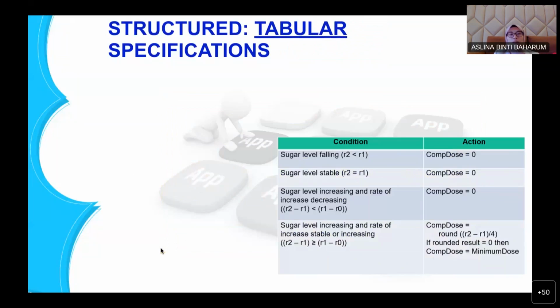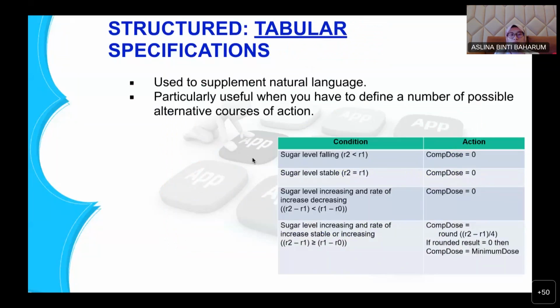Okay, an example for the tabular: tabular condition and action. It is used to supplement natural language, particularly useful when you have to define a number of possible alternative courses of action, which is good to present in table form. Condition 1, what is the action? Condition 2, what is the action?